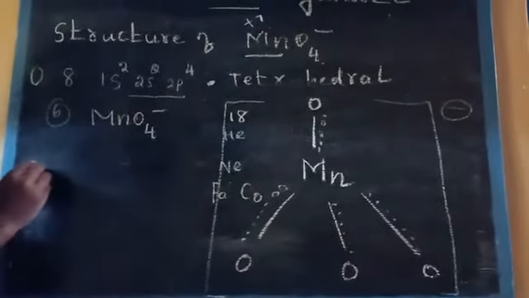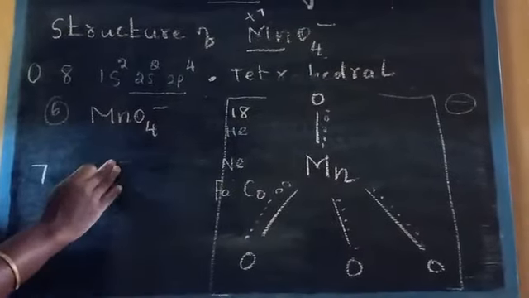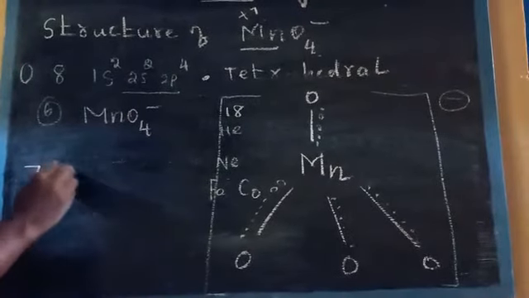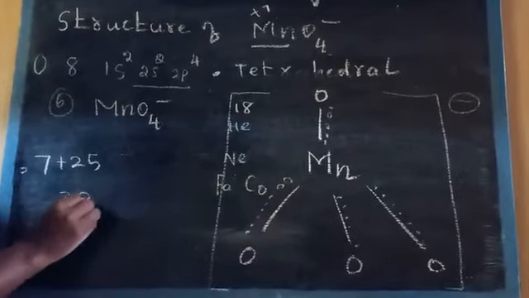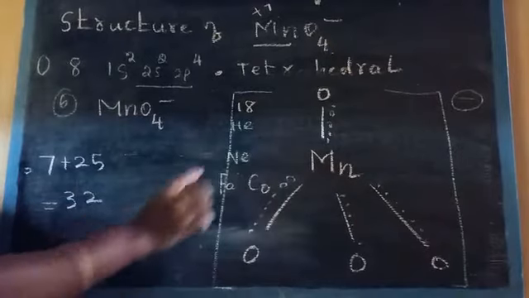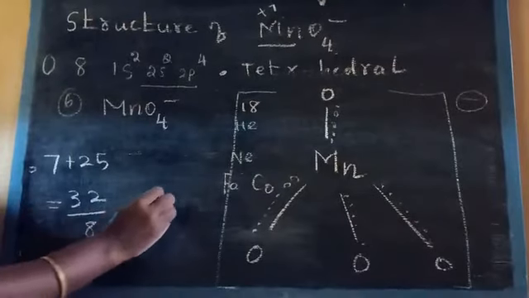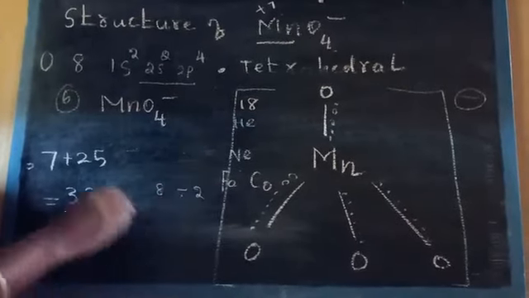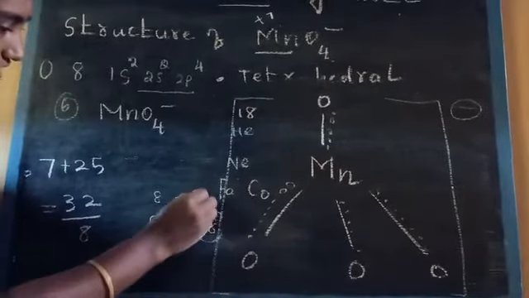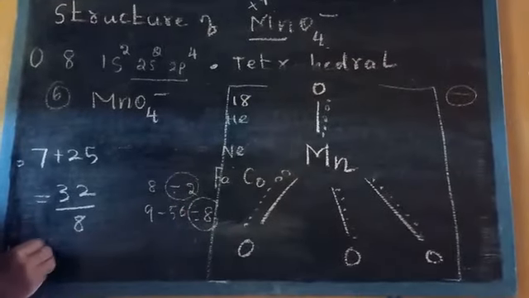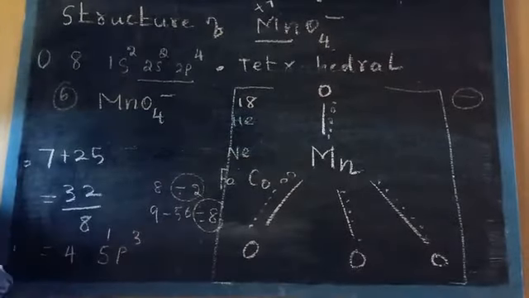Now Mn's outer valence electron is 7. Oxygen's outer valence electron is 6. So 4 times 6 is 24. This one has a minus, so plus 1, 25. So 25 plus 7, 32. This is the total valence electron count in the compound. So it is divided by 8. This is the rule, children. If the total valence electron count is up to 8, it is divided by 2. If the total is 9 to 56, it is divided by 8. This is the concept. So divided by 8, 4 eights are 32. So sp3 hybridization, 3 plus 1, 4, sp3 hybridization.